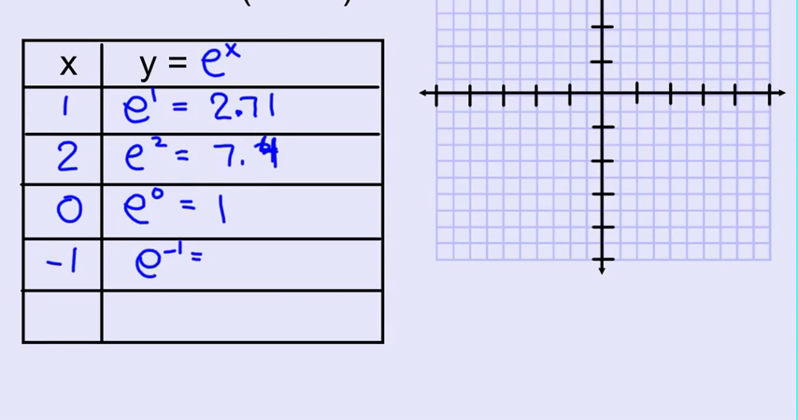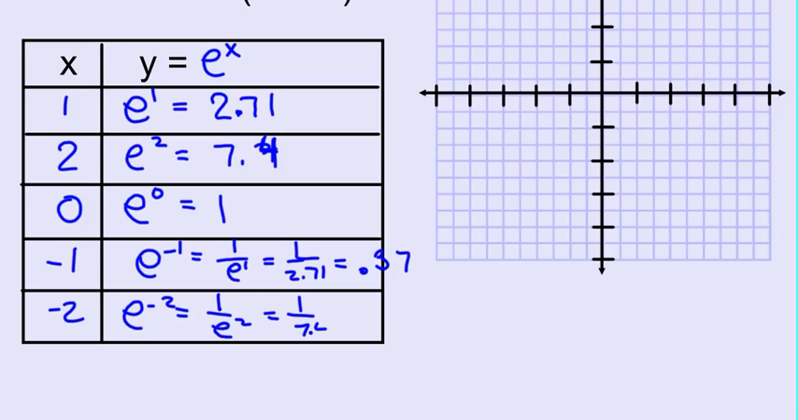e to the -1. Think of it as 1 over e to the 1, or 1 over 2.71. You don't need to do that part. You can use your calculator for it. You get a very small number, because 1 over a bigger number is smaller: 0.37. For -2, e to the -2 is the same thing as 1 over e to the 2, which is 1 over 7.4. Getting even smaller, 0.14. All right, so let's take the time to graph these ordered pairs now.